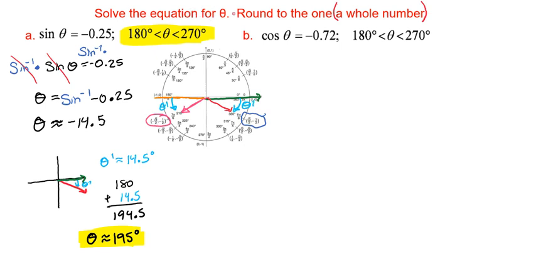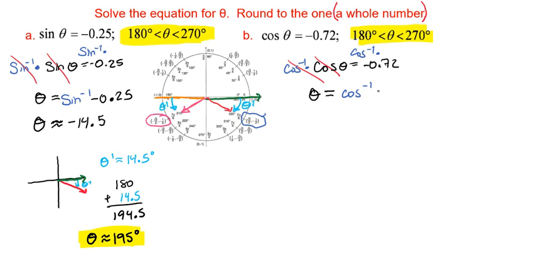Let's try letter B together. So here we have the cosine of theta is equal to negative 7.2. Excuse me, negative 0.72. But again, we're trying to be in the third quadrant. So we write down our cosine of theta, and we're going to solve by left multiplying the inverse of cosine to eliminate our cosines and isolate our theta. That's going to give us that theta is equal to the inverse cosine of negative 0.72.